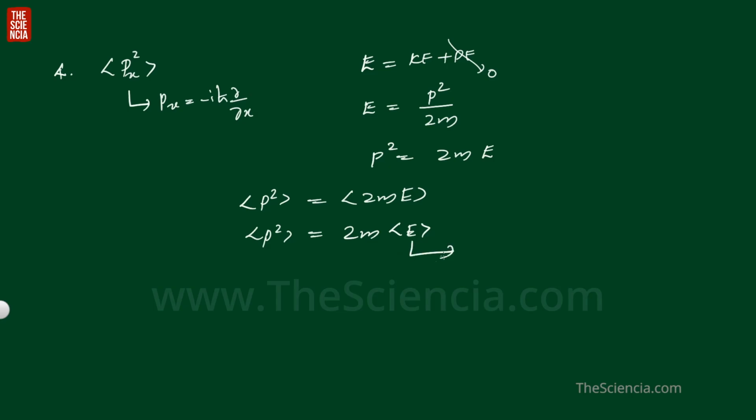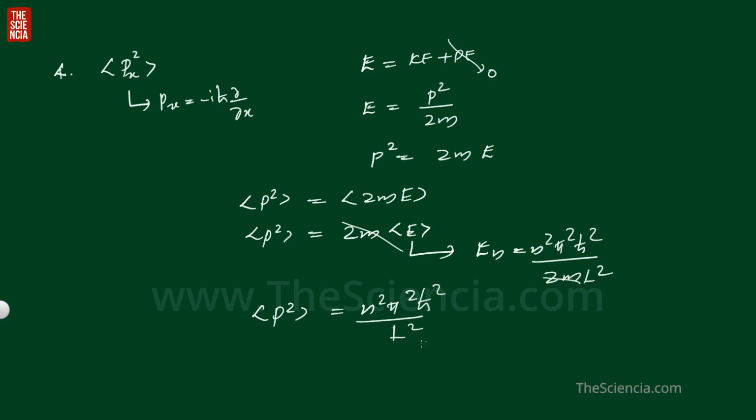What is this expectation value of E? That is the energy value. What is the energy value of this wave function? That is En is equal to n square pi square h square by 2m L square. So this 2m cancels and we get expectation value of p square is equal to n square pi square h square by L square. So we got the solution in just 2, 3, 4 steps. Okay.